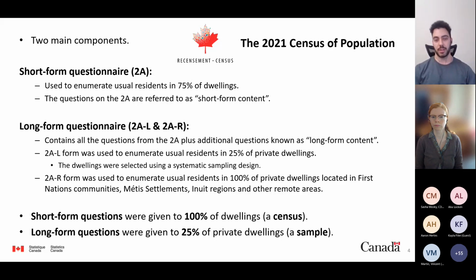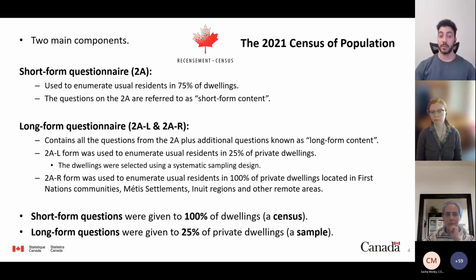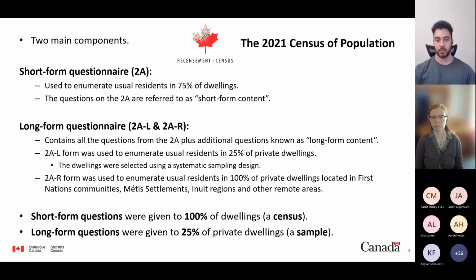So the 2AL was given to 25% of private dwellings in the country, and these dwellings were selected using a systematic sampling design. The 2AR, on the other hand, is given to 100% of private dwellings that were located in First Nations communities, Métis settlements, Inuit regions, and other remote areas. So the main takeaway here, and something to keep in mind, is that the short form questions were given to 100% of dwellings, and the long form questions were given to a sample of 25% of dwellings.